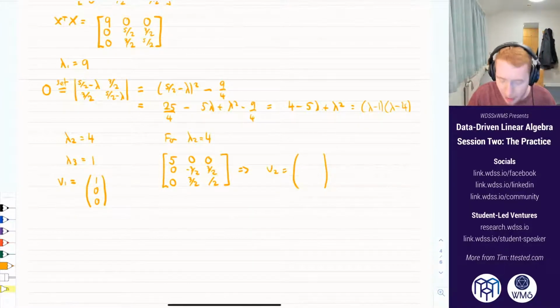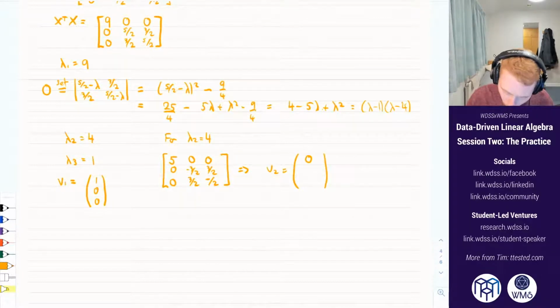Minus 3 over 2. That implies they have opposite signs. So it's something like 1 and 1. And then I can tell also that because these are going to have to form an orthogonal matrix, that V3 must be 0, 1, and minus 1. So again, I'm using some kind of inspection to do this. You could do this the formal way if you had more time.